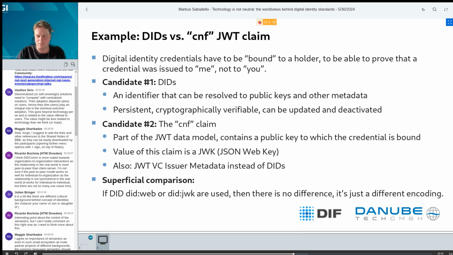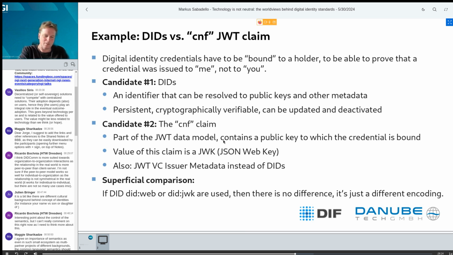So the credential says it's about a certain DID. It's about a subject like me as a person who is identified by a DID. And so one way of binding, of expressing that a credential is my credential and not your credential, is by including my DID in the credential.